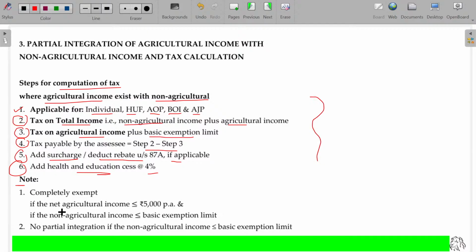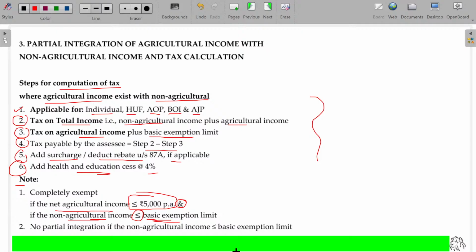Note: if net agricultural income is less than or equal to 5,000 per annum, and if the non-agricultural income is also less than or equal to the basic exemption limit, that is 3 lakhs. Either net agricultural income is less than 5,000, or I can change that, rather than 'and' it may be 'or'.